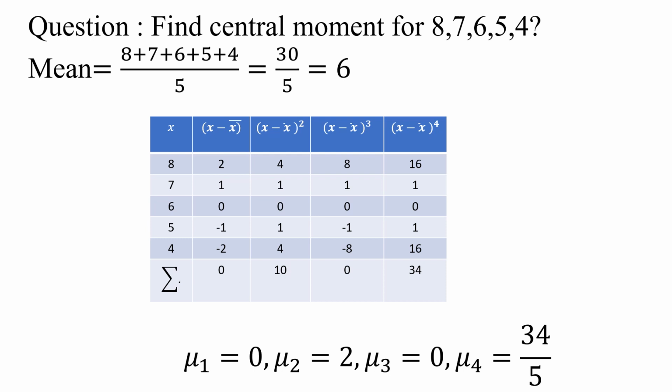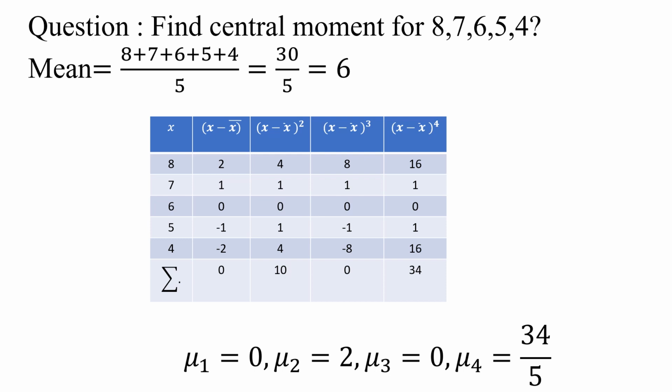First of all we calculate x minus x bar, then (x minus x bar) squared, then (x minus x bar) cubed, then (x minus x bar) to the power 4. So from here we can calculate mu1, mu2, mu3, and mu4. So now mu1 can be calculated on this point: 0 divided by 5. Similarly, here the answer is 10. So 10 divided by 5.